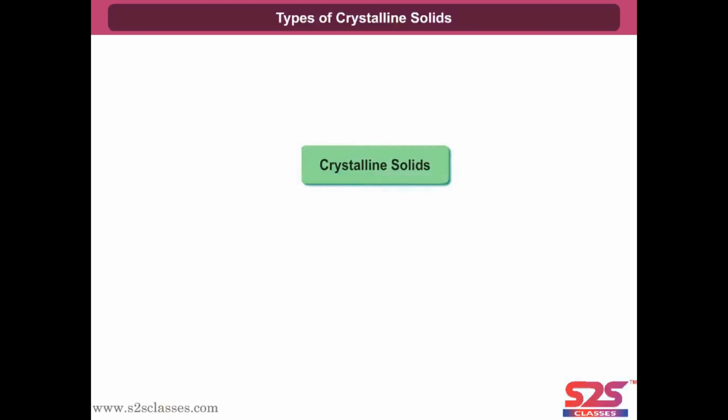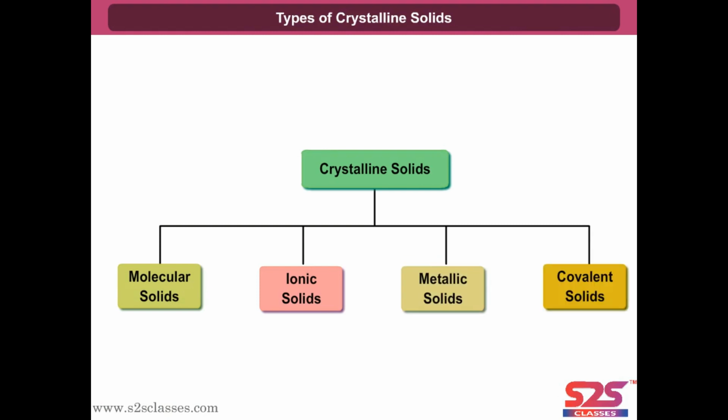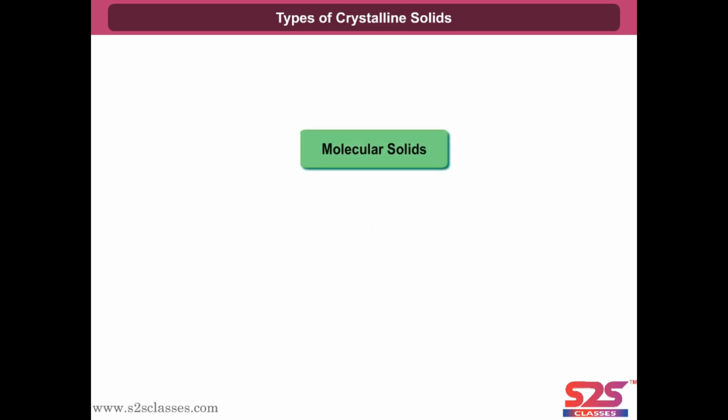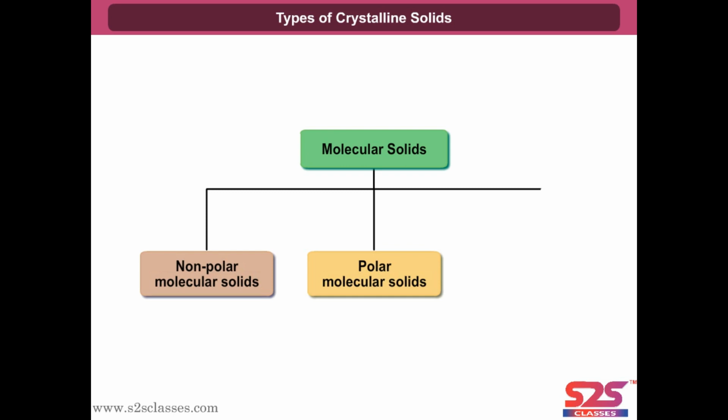The crystalline solids are classified into 4 categories: molecular solids, ionic solids, metallic solids, and covalent solids, depending on the nature of intermolecular forces. Let us first discuss the molecular solids. Molecular solids. These are further divided into 3 categories: non-polar molecular solids, polar molecular solids, and hydrogen-bonded molecular solids.